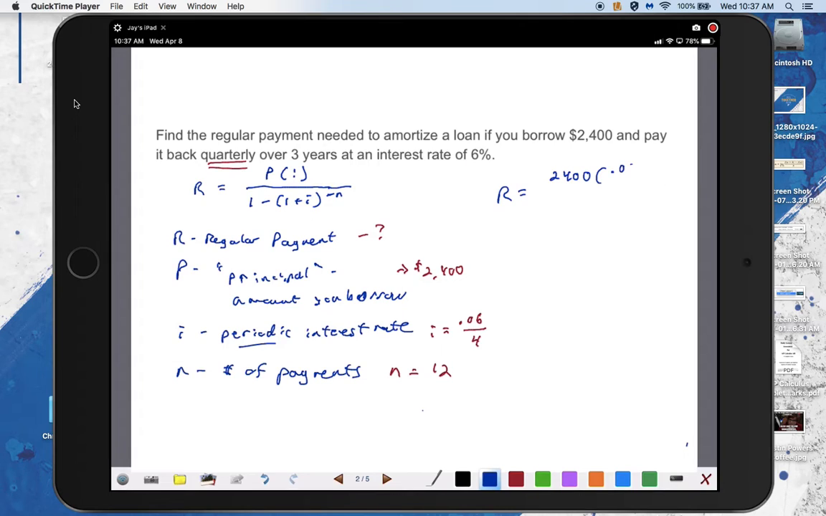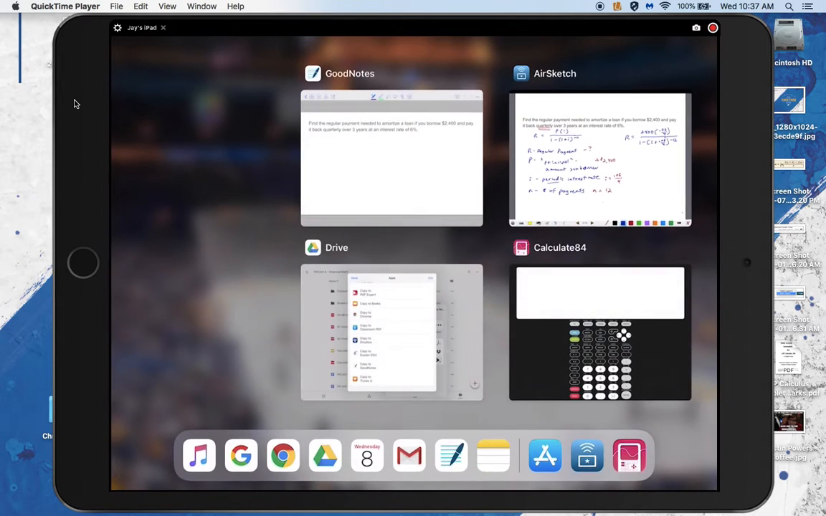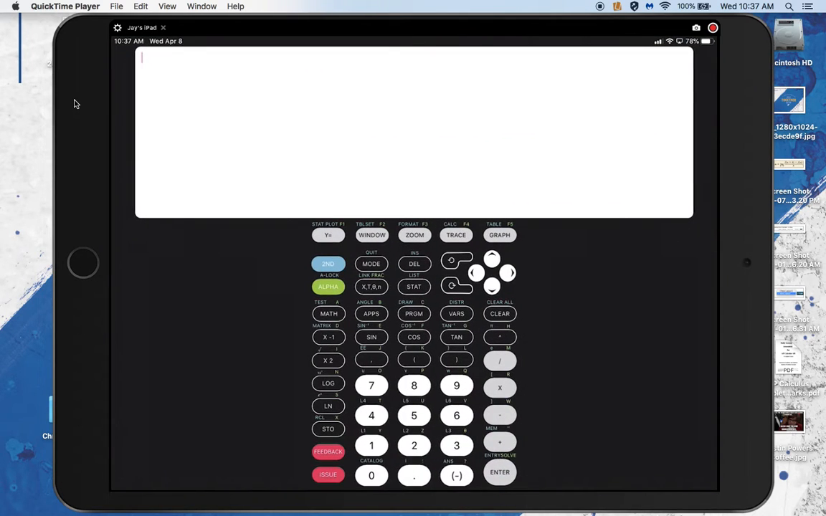$2,400 times 0.06 over 4. And then we're going to divide this by 1 minus 1 plus 0.06 over 4. And then negative 12 is my power. Okay, so this is where things get a little bit icky here in terms of what I need to do for calculating this in the calculator. So I've got an emulator that's going to pop up here. Let me get that up and going, and there it is.